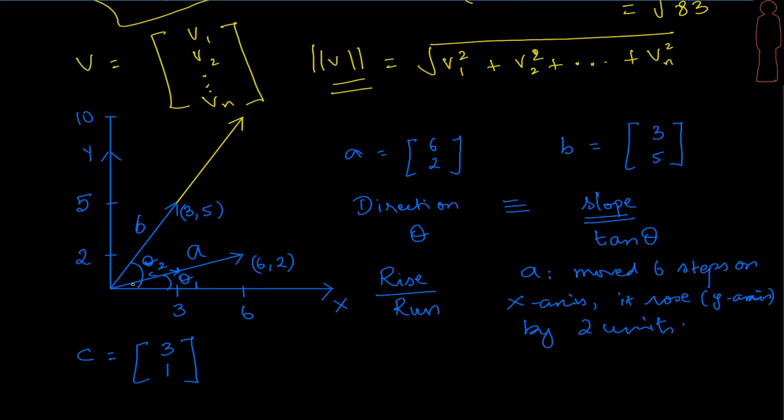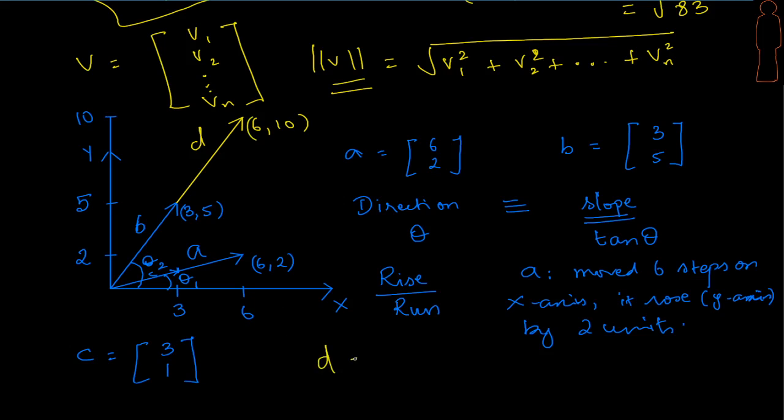The B vector says that for movement of 3 units on the x-axis, I'm going to rise by 5 units. Then in the same line, let's try and extend this. Since for 3 you rose 5, when I move 6, how much will you rise? It's going to rise 10 units. So at this point, let's call this the D vector. The D vector is going to be 6, 10.